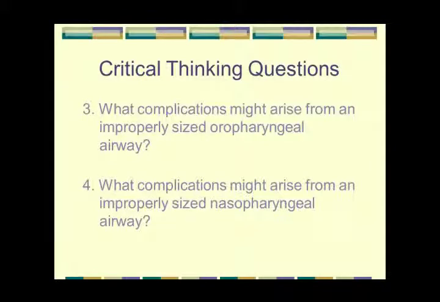Complications, we talked about. What about an improperly sized oral airway? What if it's too small? It won't hold the tongue up. Right. What if it's too big? It'll induce gagging and potentially block the epiglottis and cause some laryngospasm there also.